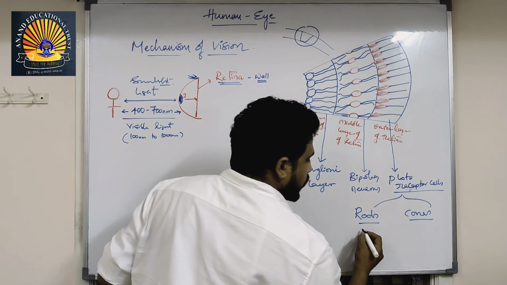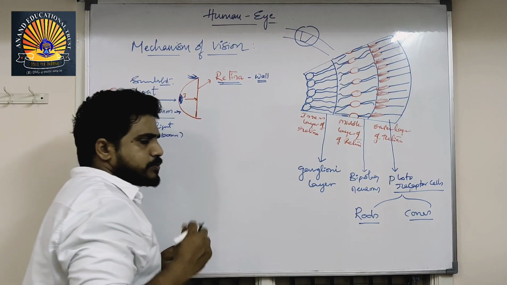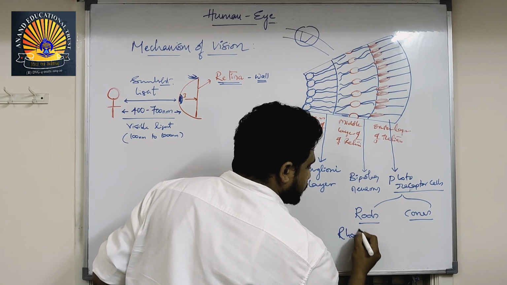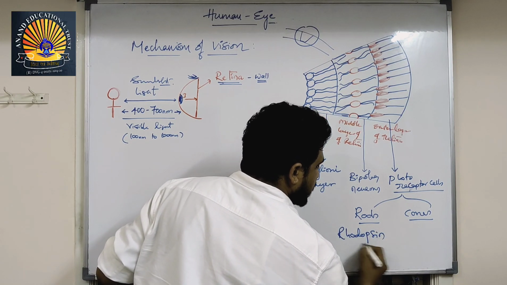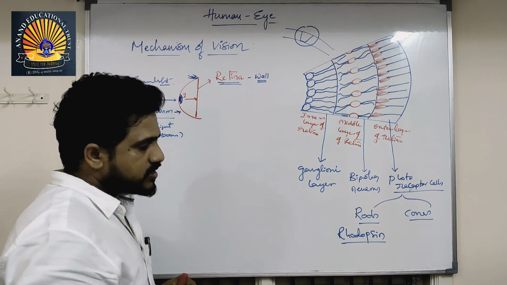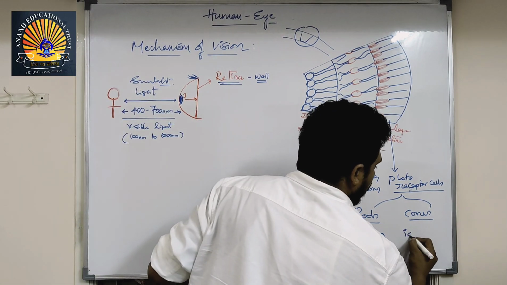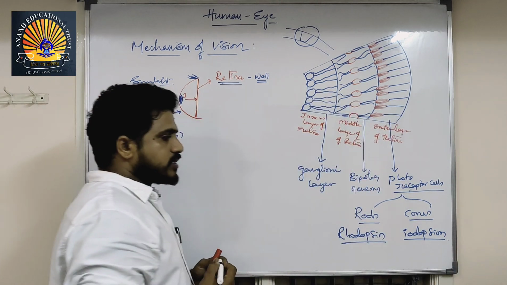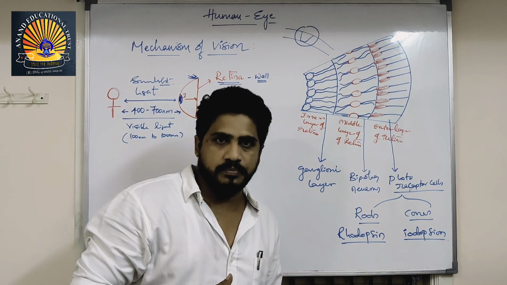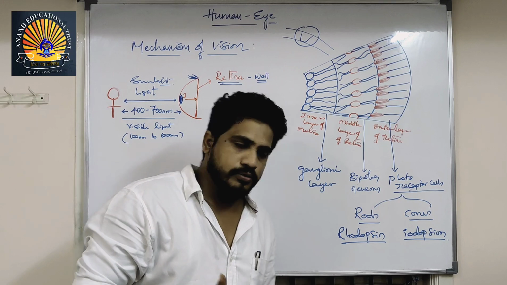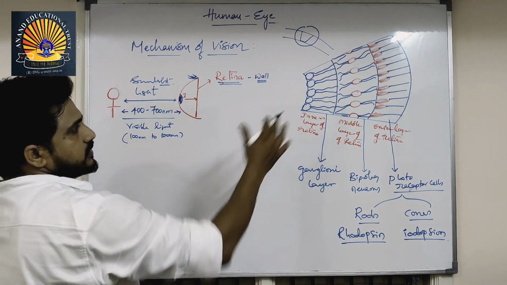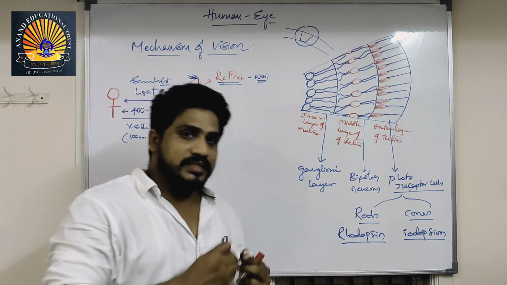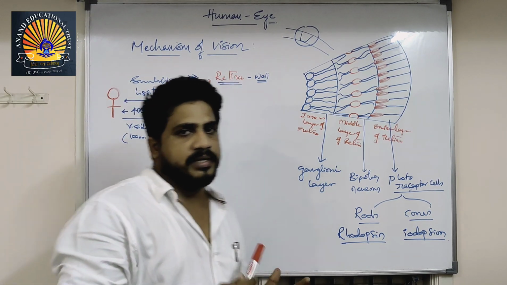If you see the rods, they have a specific protein in their composition, rhodopsin. Rhodopsin is a protein present in the rods, whereas in the cones, it is iodopsin. The ratio between rods and cones is almost 6,000:1. More rods and fewer cones. This is the internal structure of the retina. If you know this structure, then you can easily understand the mechanism of vision.